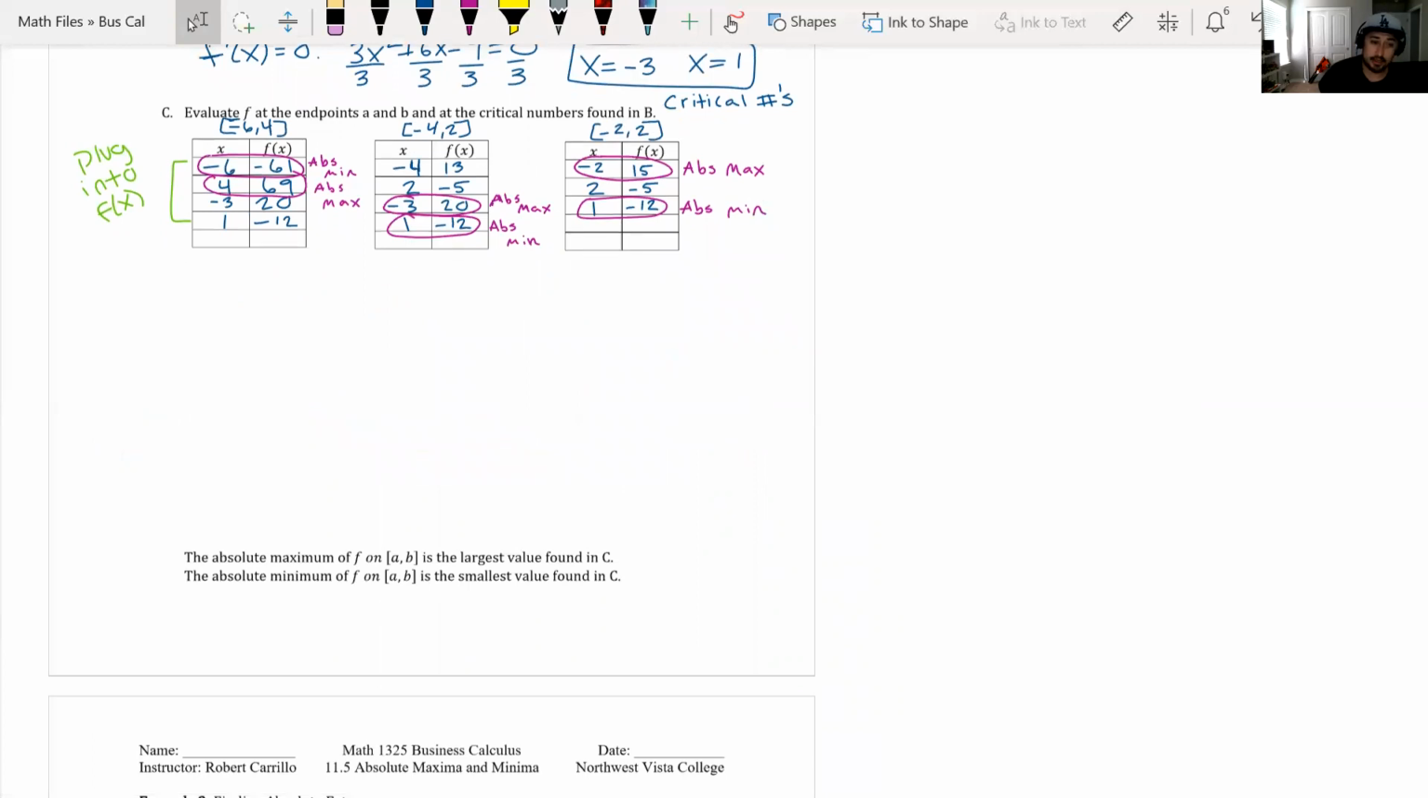The absolute max of function f on the interval [a, b] is the largest value found in step C. The absolute minimum of the function on the interval [a, b] is the smallest value found in step C. And when I say C, I mean step C. That's it. It's everything we've done already.